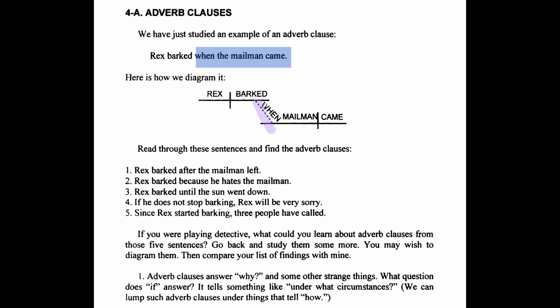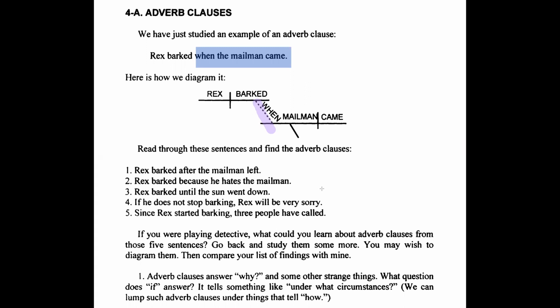And so when is our subordinating conjunction. Mailman is the subject. Obviously, there's a the there where she just doesn't put it because we should know it by now, but there would be a the there. Came is the verb. And so this is how you're going to diagram an adverb clause. It's very simple. Now, if we look at these examples that she gives, we have five. And ask yourself, when we look at each one of these, where is the dependent clause? So Rex barked after the mailman came, after the mailman left.